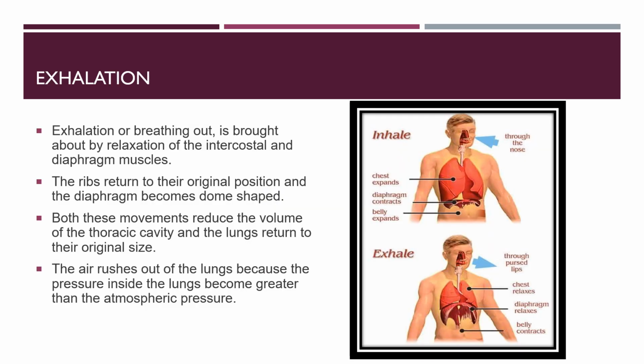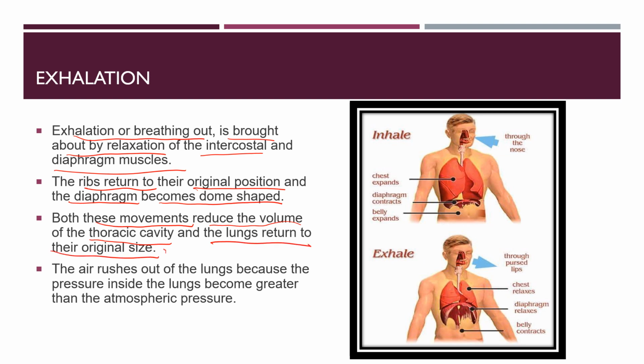Now here see exhalation or expiration. What is happening? Exhalation or breathing out is brought about by the relaxation of the intercostal muscles and the diaphragm muscles. The ribs return to their original position and the diaphragm becomes dome shaped. Both these movements reduce the volume of the thoracic cavity, and the lungs return to their original size.